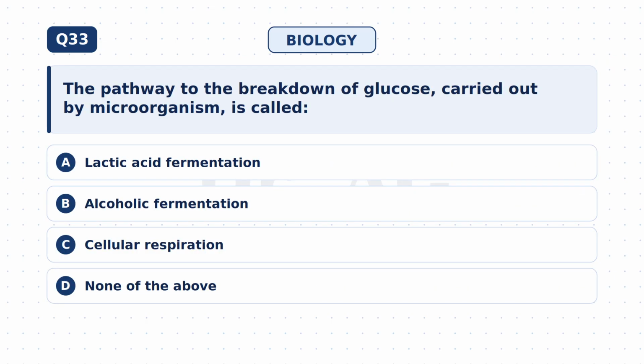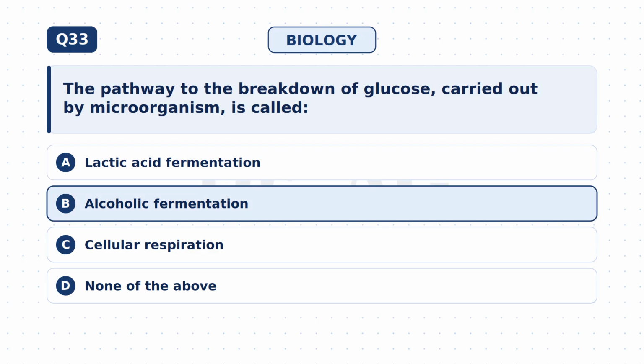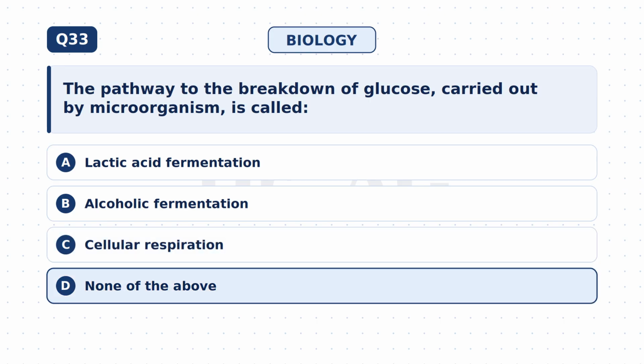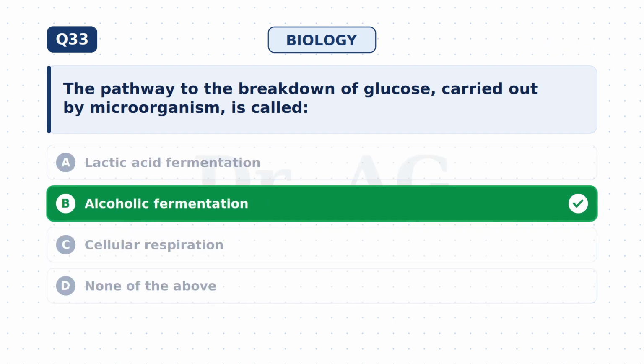Question 33. The pathway to the breakdown of glucose, carried out by microorganisms, is called. Option A, lactic acid fermentation. Option B, alcoholic fermentation. Option C, cellular respiration. Option D, none of the above. The correct answer is B, alcoholic fermentation.